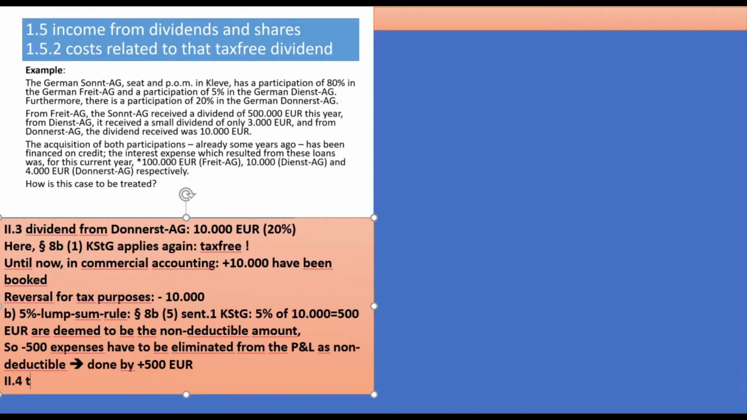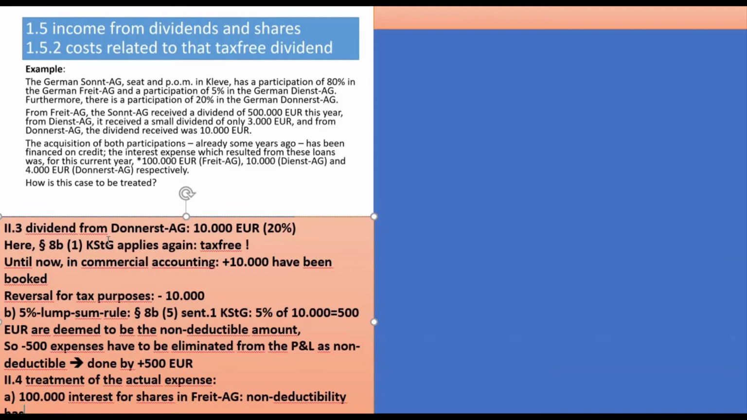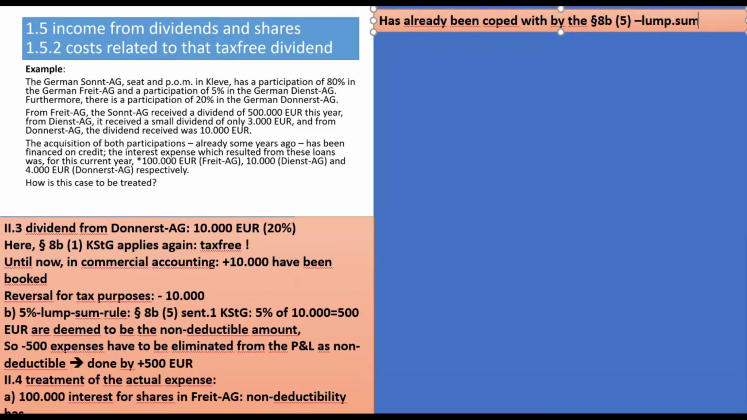Now we have the treatment of the actual expense. Let's say 100,000 interest for shares in Fried AG. Well, non-deductibility has already been coped with by the 8B5 lump sum rule. So the actual costs of minus 100,000 remain deductible.